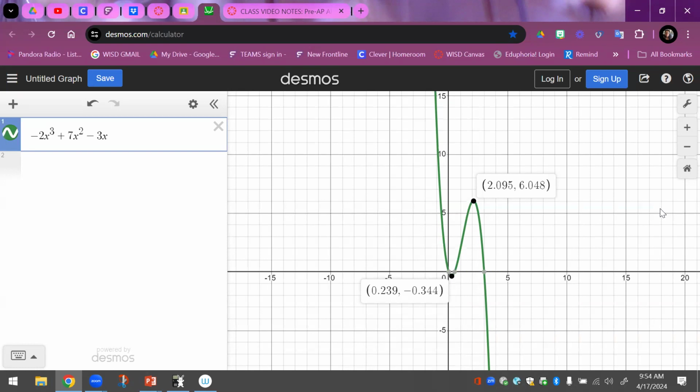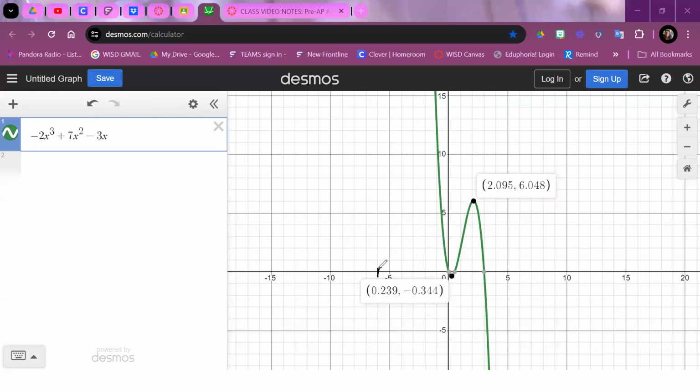Yes, because you're going to label them. One is your minimum, one is your max, right? So let's talk about it. So we have our min, right? And we have our max. Agreed?